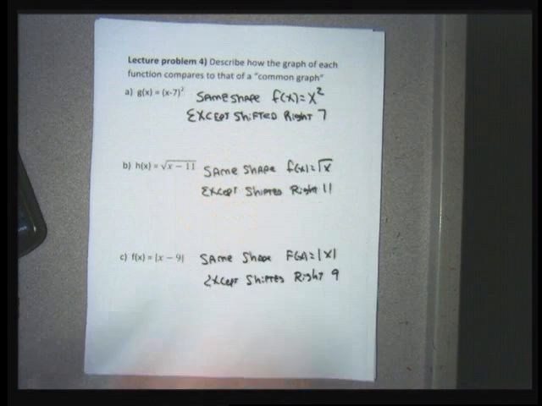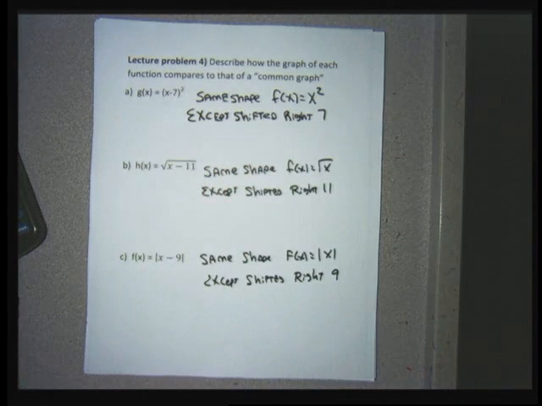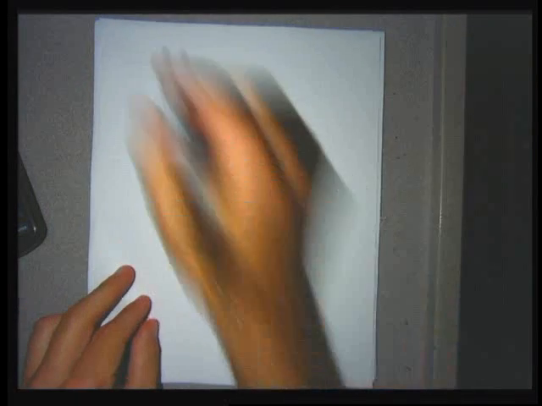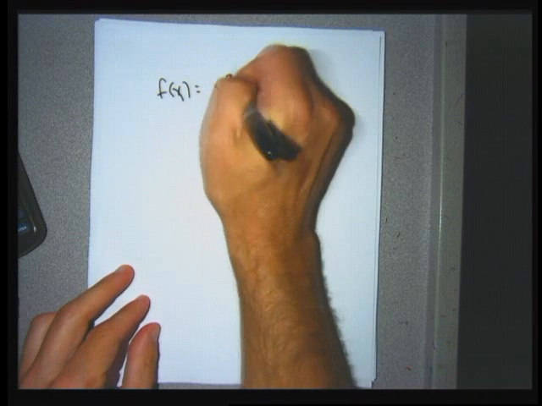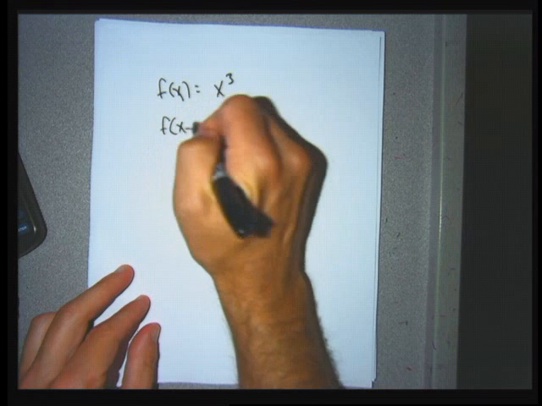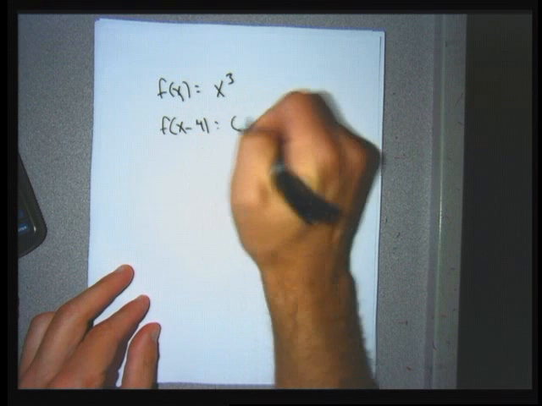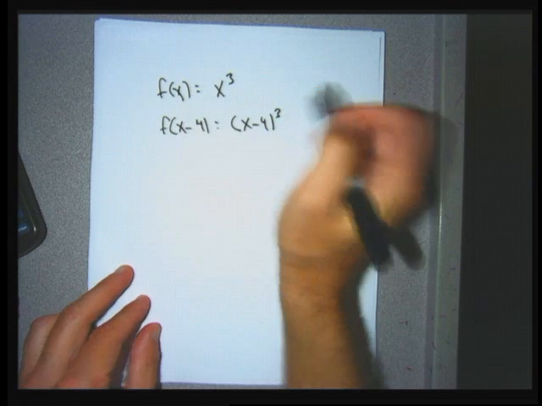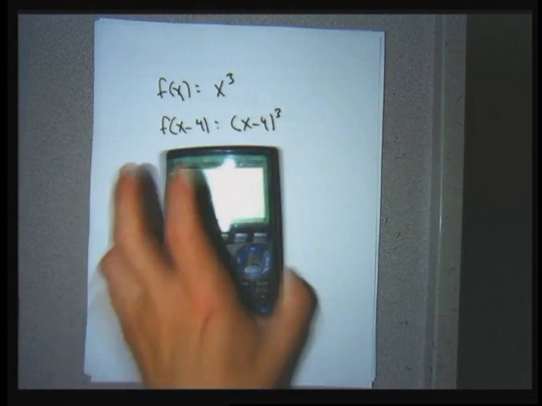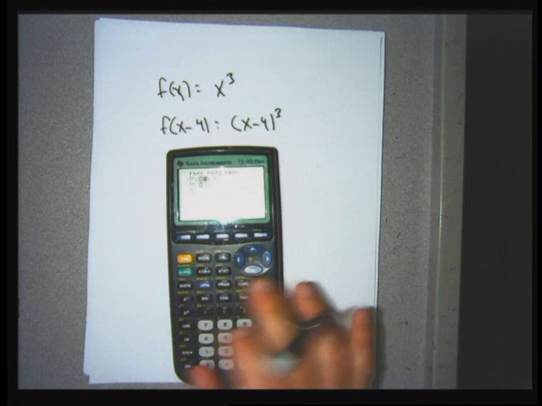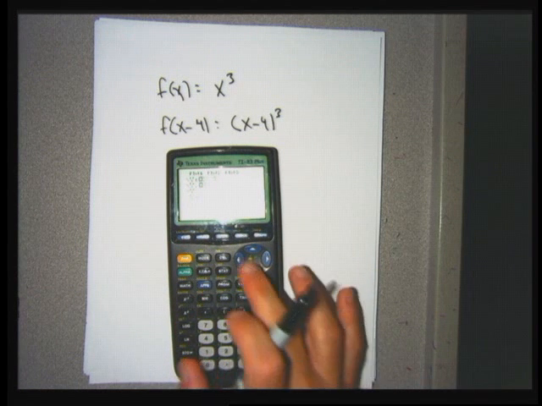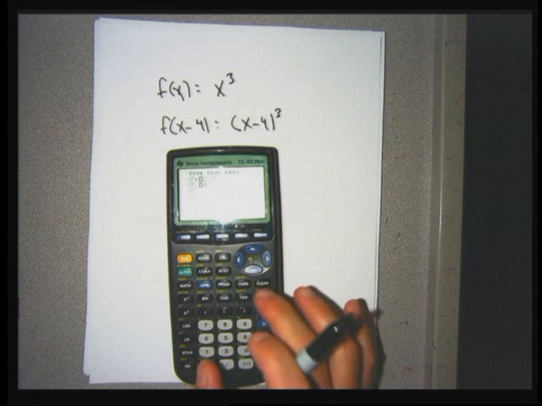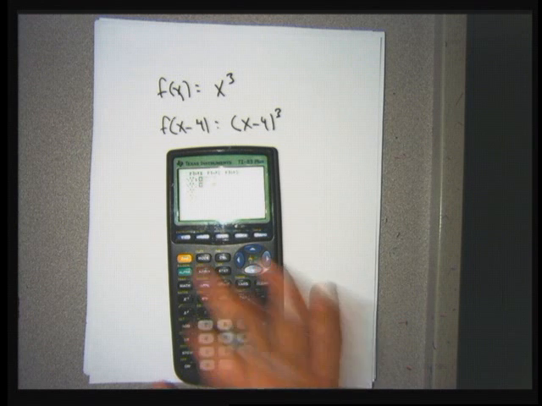It actually isn't restricted, the shifting to the right, to parabolas, square roots, and absolute values. Not that this is on the handout, but if I gave you a function like this, f of x equals x cubed, and f of x minus 4 equals x minus 4 cubed, if I compare those two, the second graph is going to be shifted 4 to the right. I did 3 different styles of functions, parabolas, square roots, and absolute values, but this shifting to the right isn't limited to those.